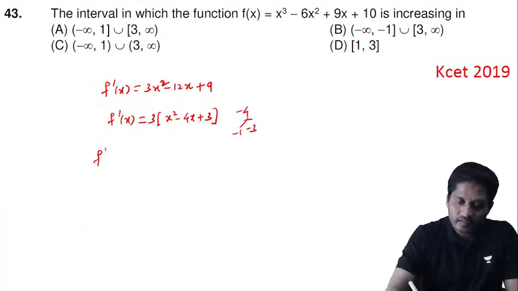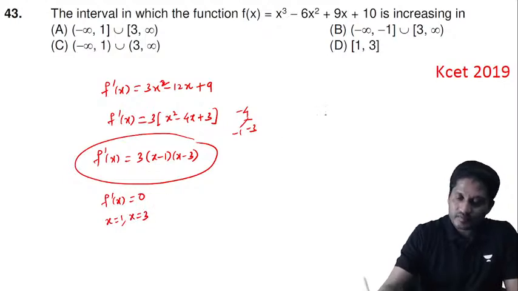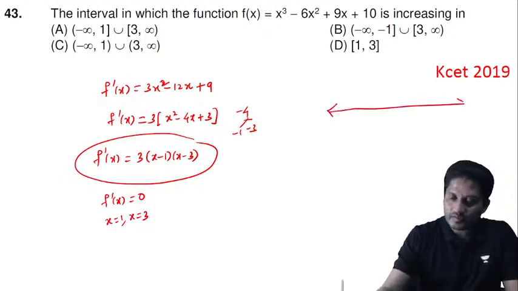So f dash of x is equal to 3 into (x minus 1) into (x minus 3). If I equate this to 0, the roots are x is equal to 1 and x is equal to 3. Now I get minus infinity to plus infinity.